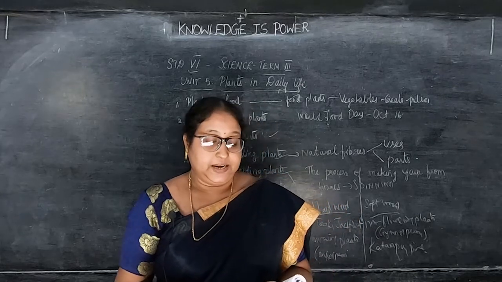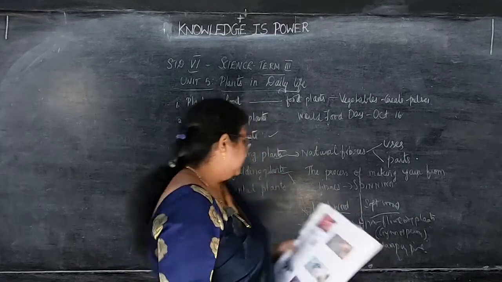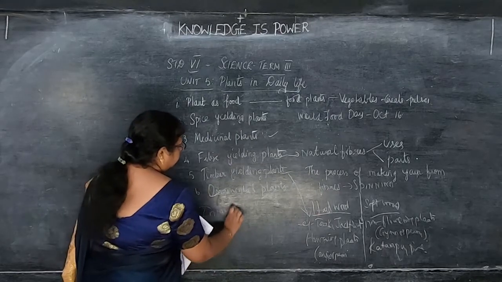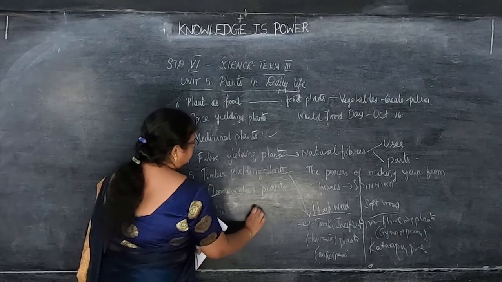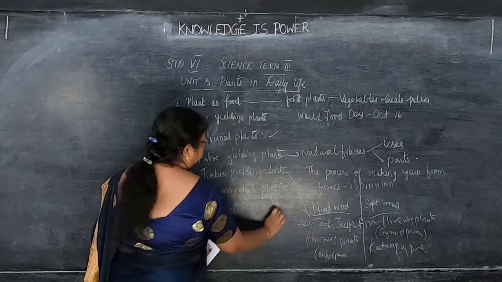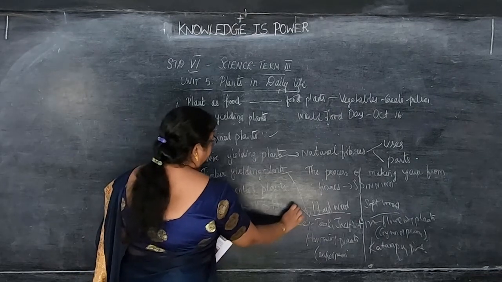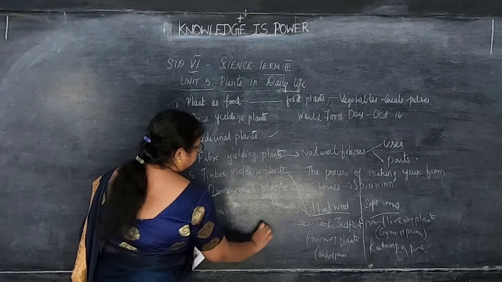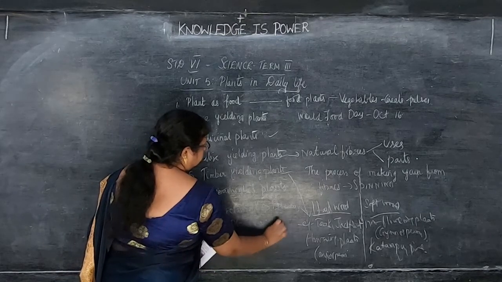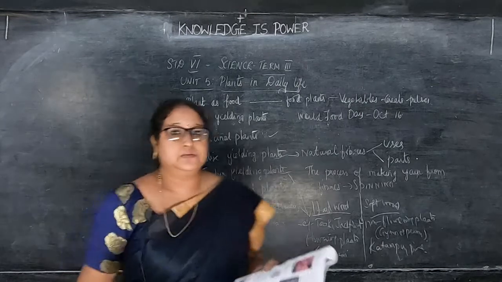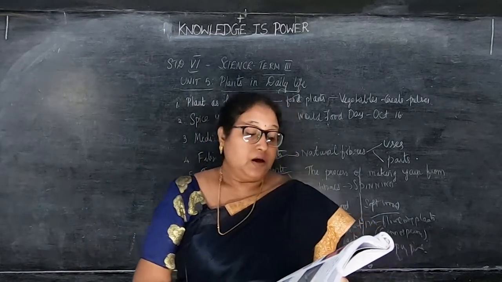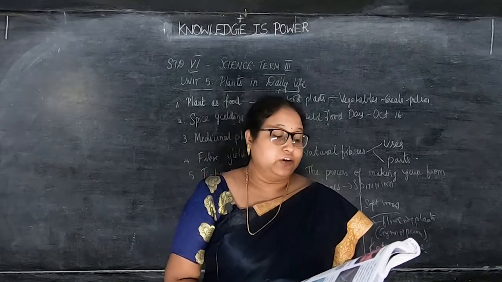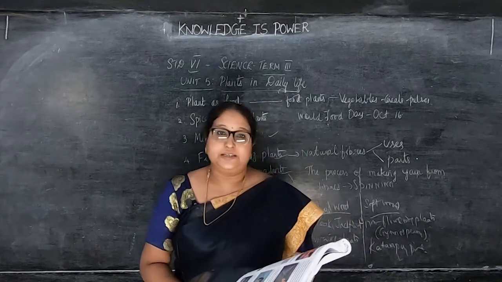Next, interrelationship between plants and animals. Next we are going to see the interrelationship between plants and animals. Okay, so animals rely on plants for their food and shelter. So animals rely on the plants for their food and the shelter.